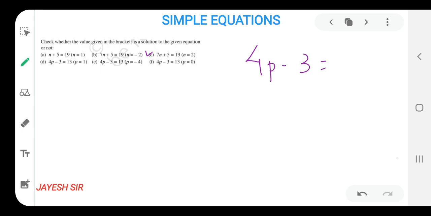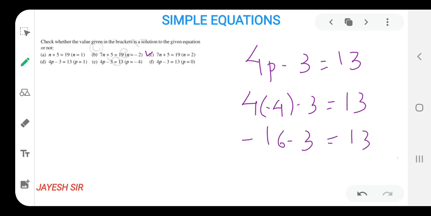4p minus 3 equals 13. Yes, friends, 4p minus 3 equals 13. We have to put the value of p as minus 4. So I am putting the value of p as minus 4: 4 times minus 4 is minus 16, minus 16 minus 3 equals 13. That means minus 19 is not equal to 13. So we can say that the value of p equal to minus 4 is also not suitable and does not form the equation.